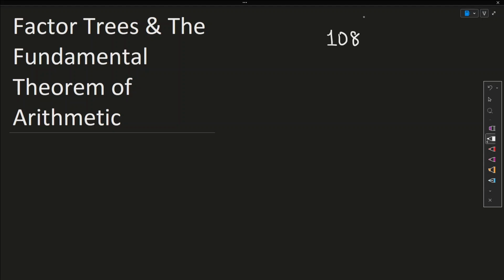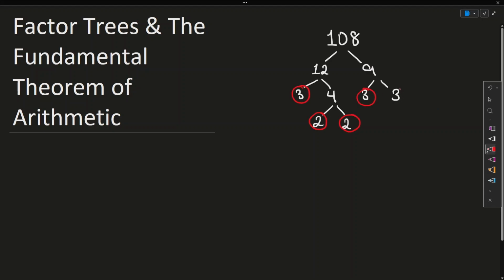We are going to construct 3 different factor trees for 108. Here's one possibility. 108 is 12 times 9. So we split it into a 12 and a 9. Then 12 will split into a 3 and a 4, and 4 will split into a 2 and a 2. And 9 splits into a 3 and a 3. So my prime factors are 2, 2, 3, 3, and 3.